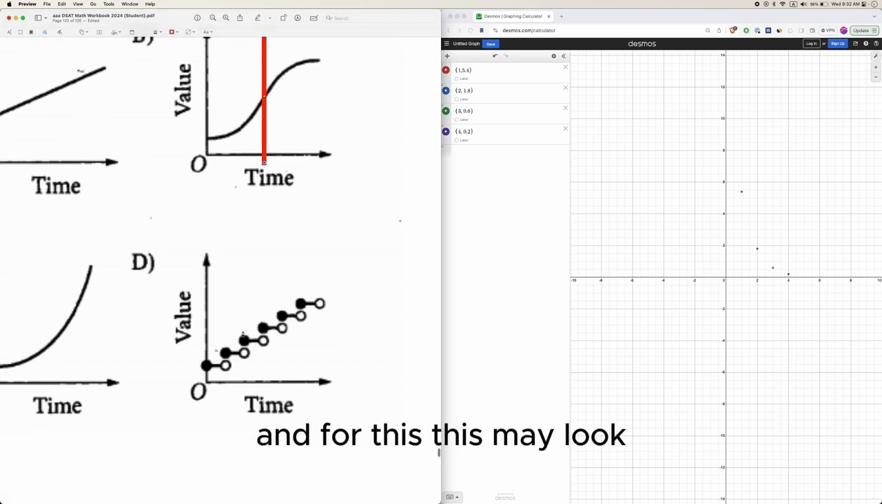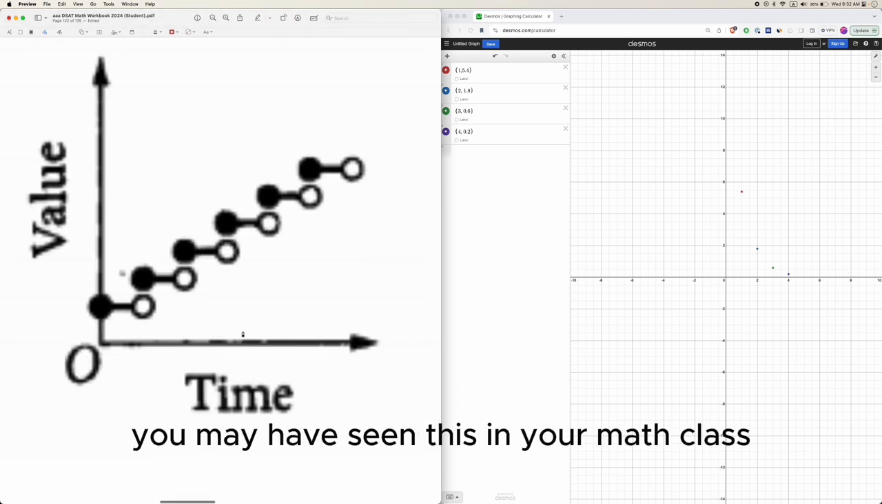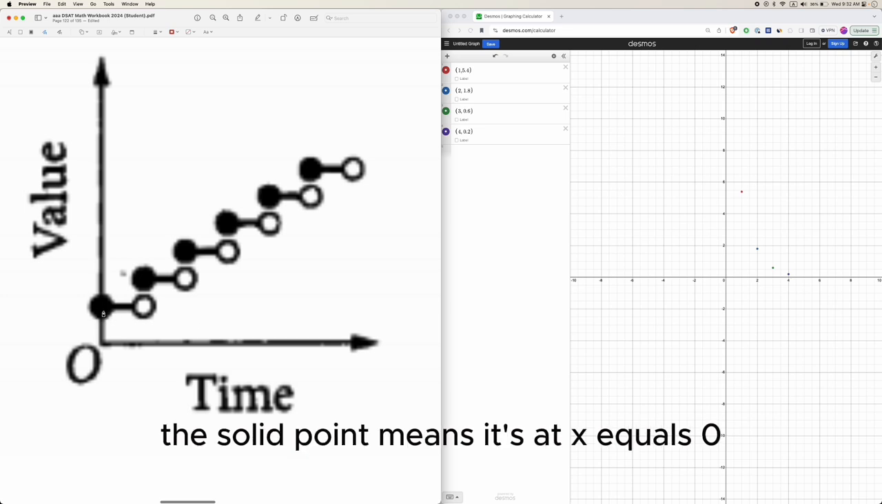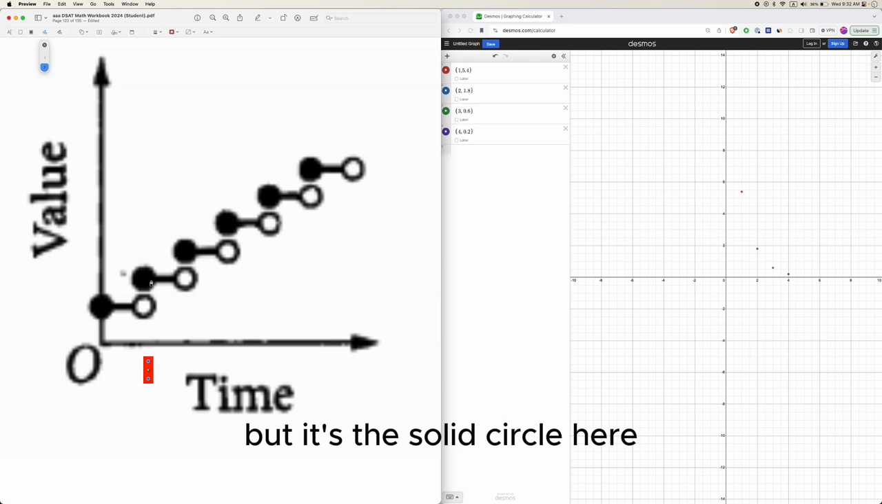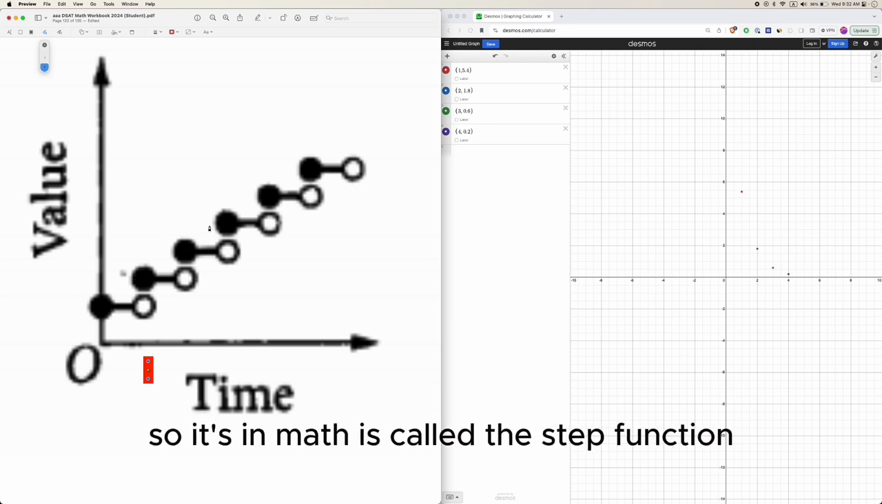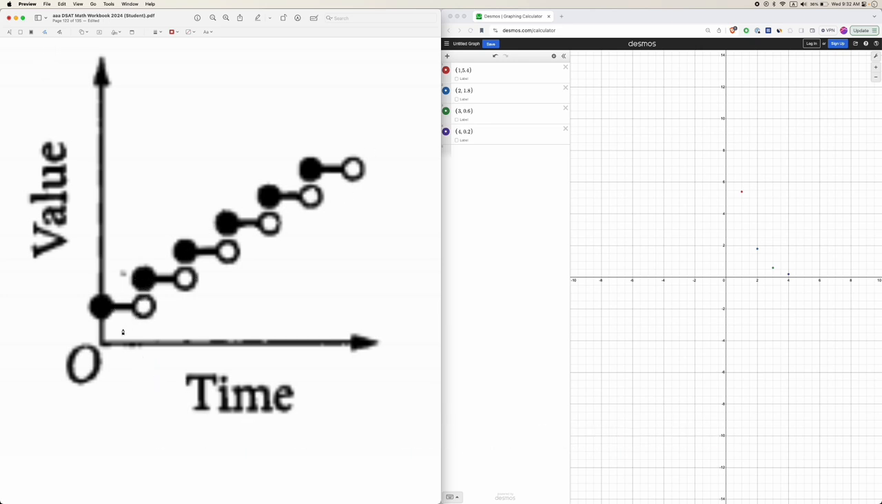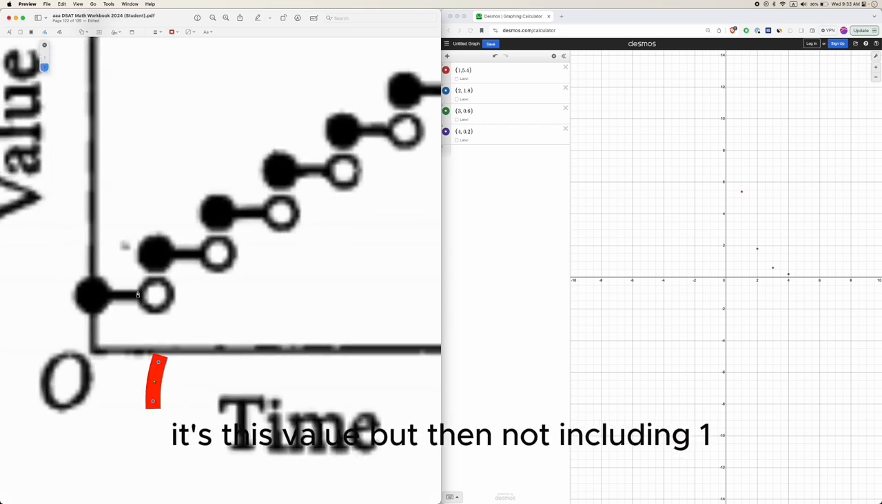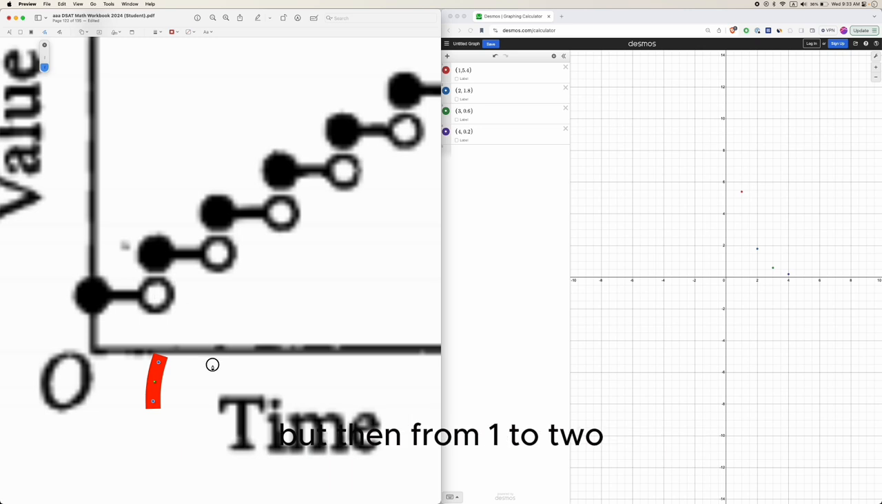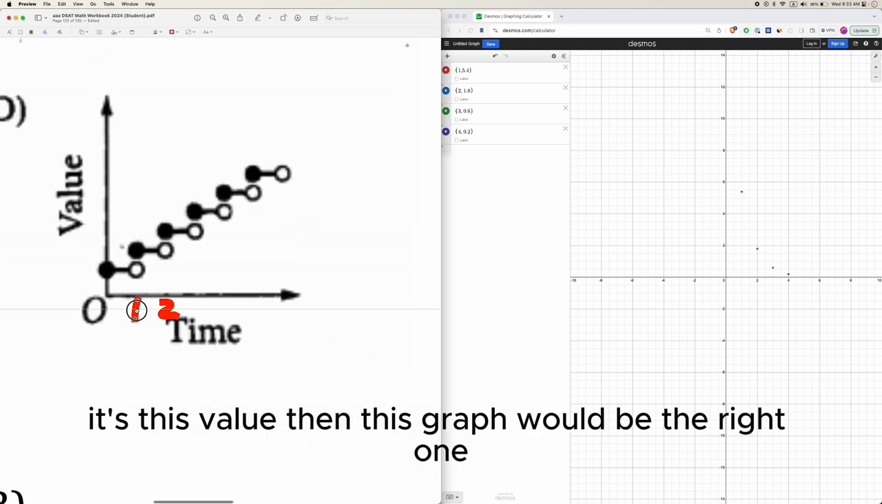And for this, you may have seen this in your math class, the solid point means it's at x equals 0, it's here. And then let's say this is 1. At x equals 1, it's not the white circle, but the solid circle here. In math, it's called the step function. So if the question asks, from 0 to 1 it's this value, but not including 1, and from 1 to 2 it's this value, from 2 to 3 it's this value, then this graph would be the right one.